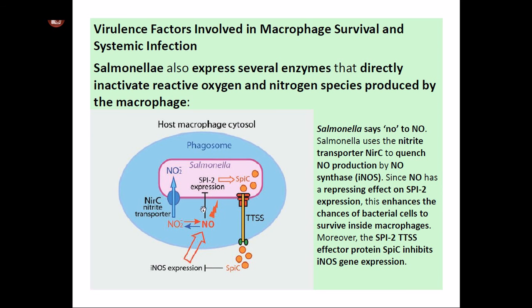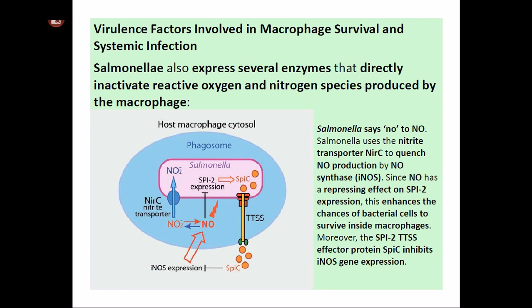Now normally we know that inside the phagosome a lot of nitric oxide is produced. This nitric oxide can easily go and block or prevent the SPI2, or Salmonella pathogenicity island 2, gene regulation or expression. As it is blocking the gene expression of Salmonella pathogenicity island 2, no further SPI2 proteins can be produced or translated there. So that is the job of nitric oxide.